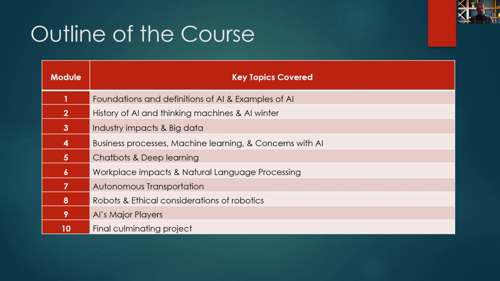In Module 7, we talked about autonomous transportation, which is self-driving cars or self-driving vehicles. In Module 8, we talked about robotics and ethical considerations of robotics. In Module 9, I introduced the students to the 10 major players that are developing major movement in AI. And then in Module 10, they did a final culminating project.